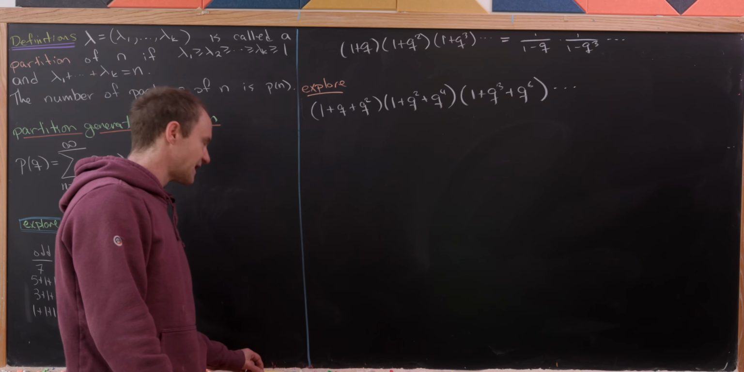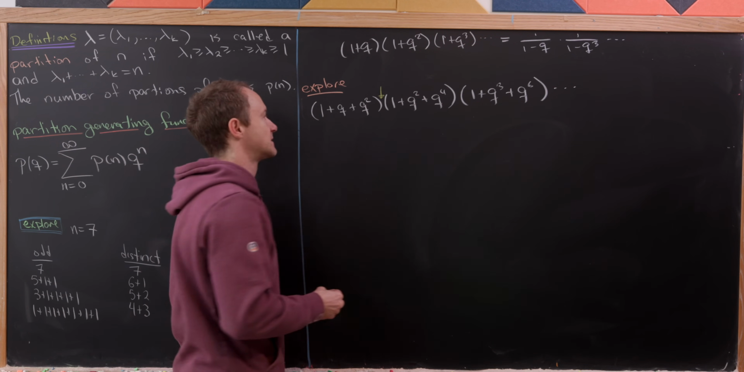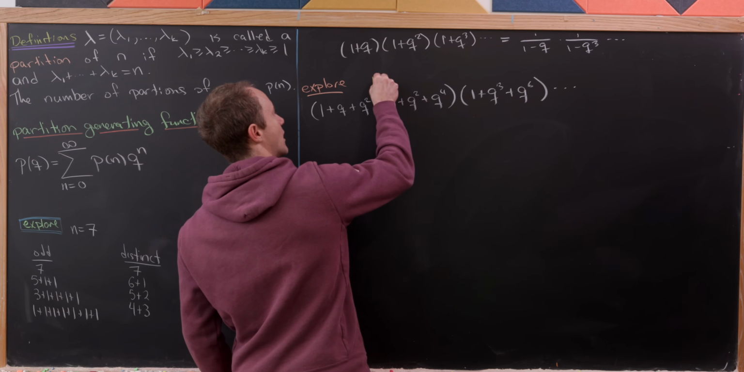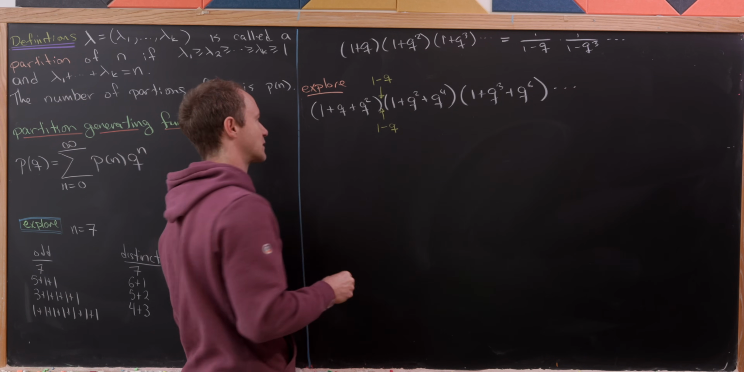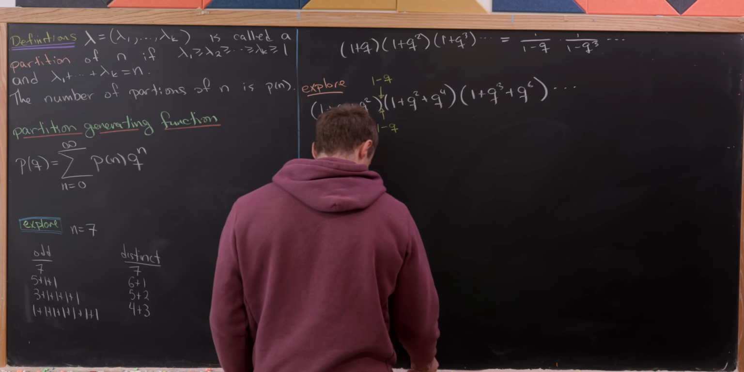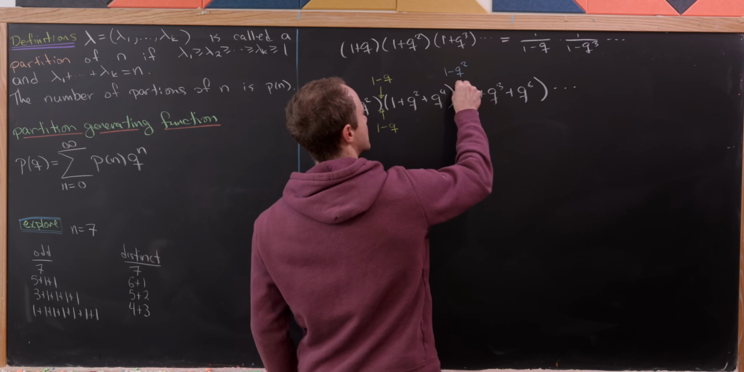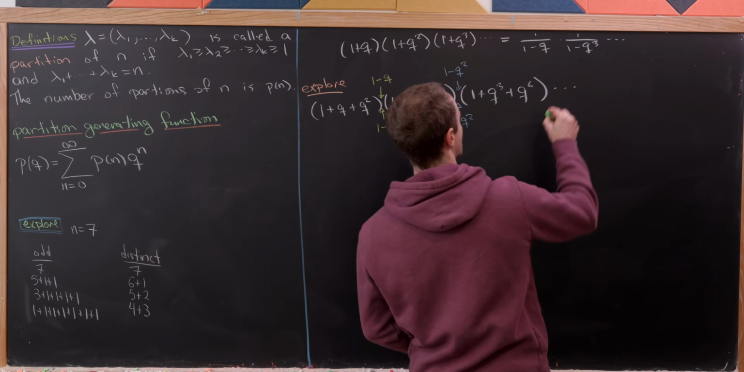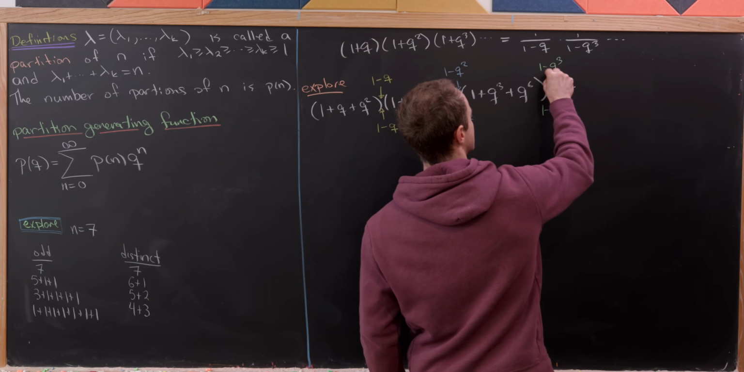So now we're going to do the same thing. We're going to squeeze in a 1 in between each of these parts. But now what 1 are we going to squeeze in? Well, let's multiply here by 1 minus q over 1 minus q. So I'll just write it like that as we're multiplying by that version of 1. And then here in the next part, we'll multiply by 1 minus q squared over 1 minus q squared. And then in the next part, we'll multiply by 1 minus q cubed over 1 minus q cubed.